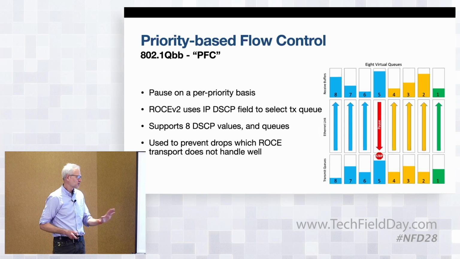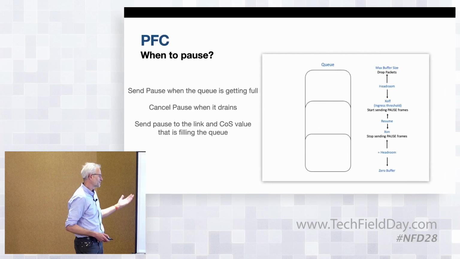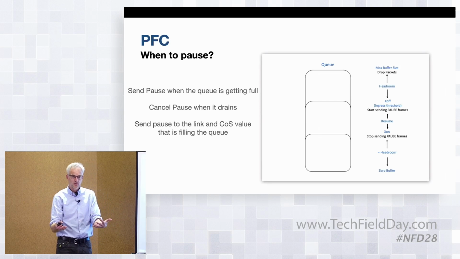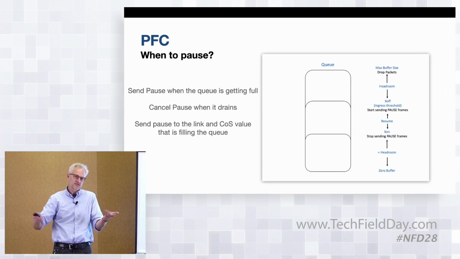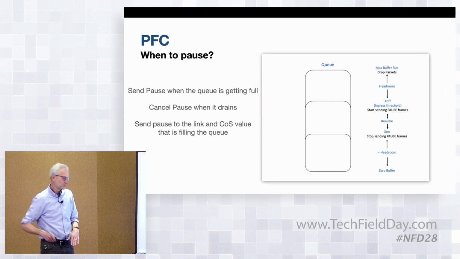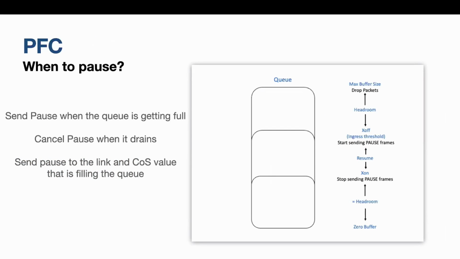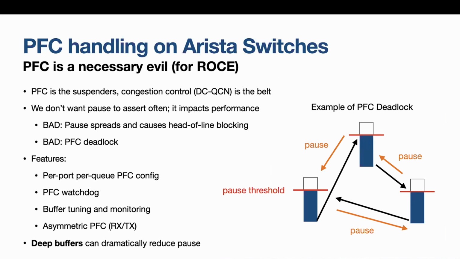So PFC is a way to slow down the network and prevent traffic coming to me when I'm getting close to dropping it. There are drop thresholds, but the gist of it is I send a pause to my neighbor when my queues are getting full, and I send a start sending again message when my queues have drained. The pause is sent on the link and on the class value that I think is filling my queue. So it's sent on a specific link, not to all of my neighbors. It's one output queue, because queues are typically output, but trying to identify which neighbor.